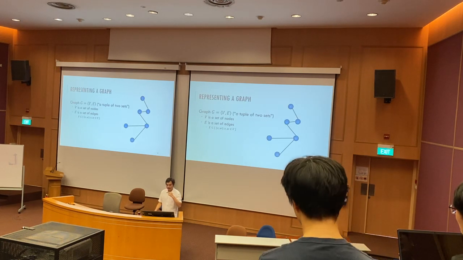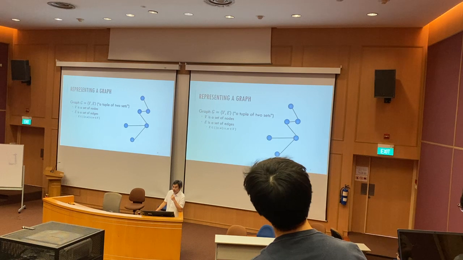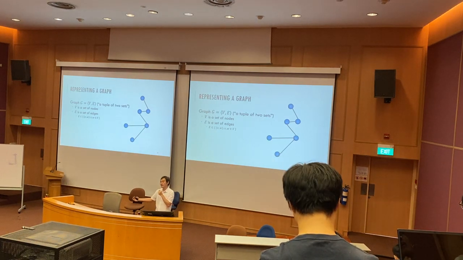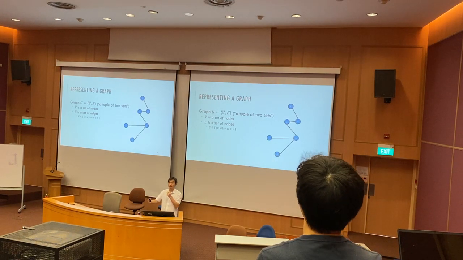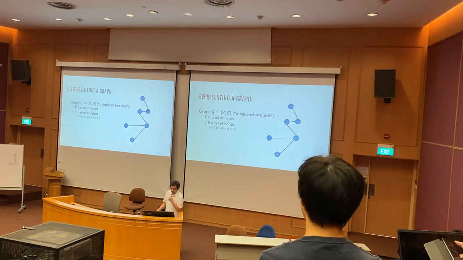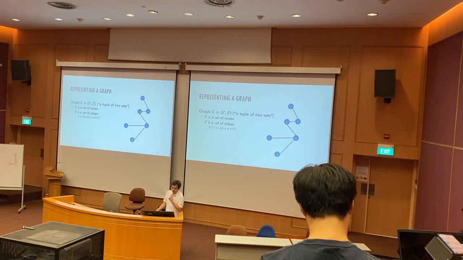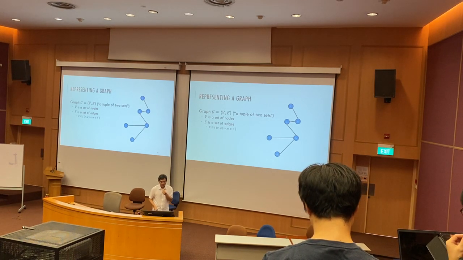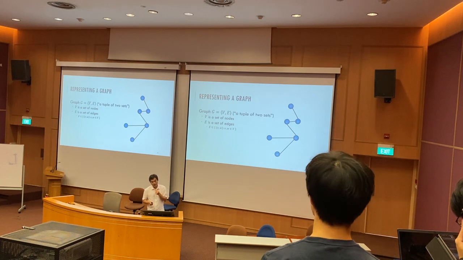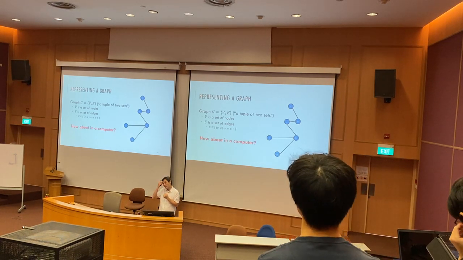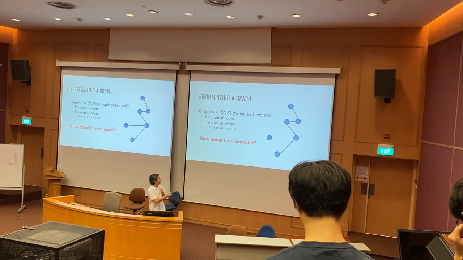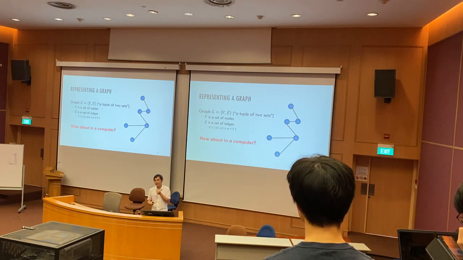Okay, so we've covered how to represent a graph, and you see now some examples of how you can use graphs to represent real world problems and games. That's it. So here we have the mathematical definition of a graph, right? And you may have seen this from 1231, let's say. But how about in the computer? How do you represent this in the computer?